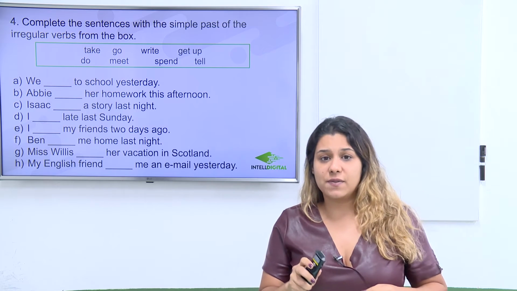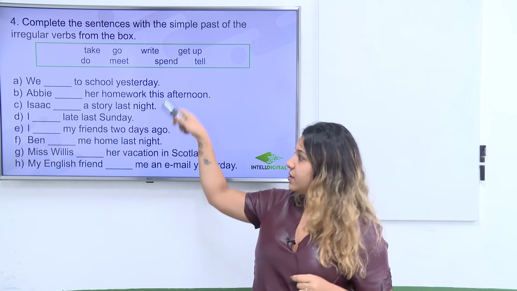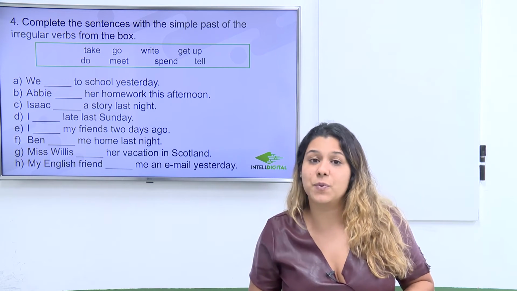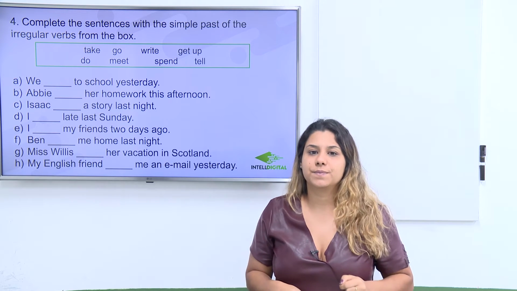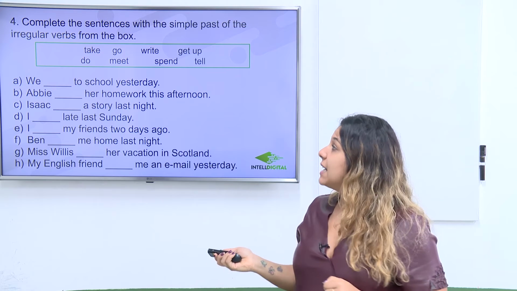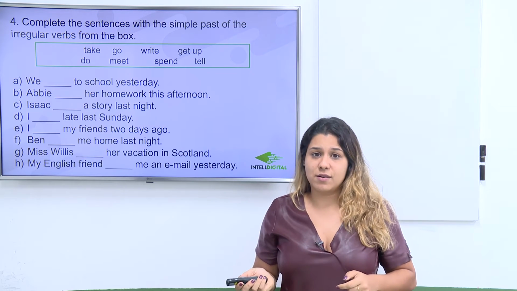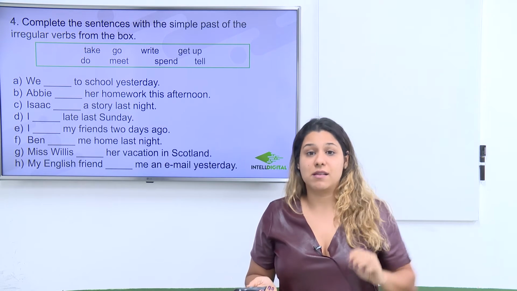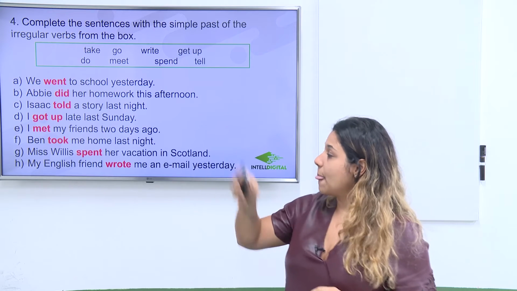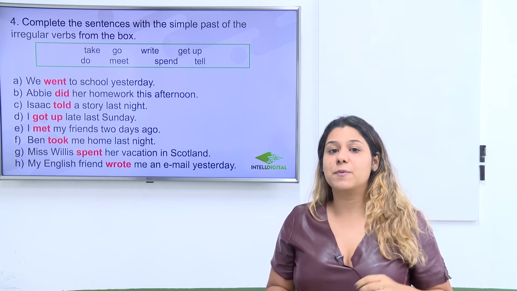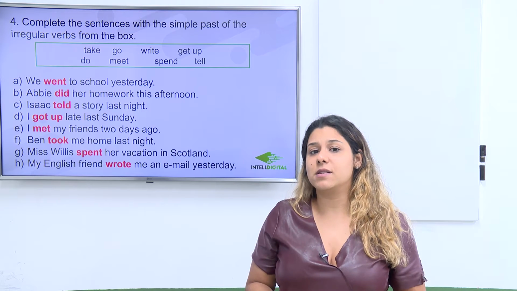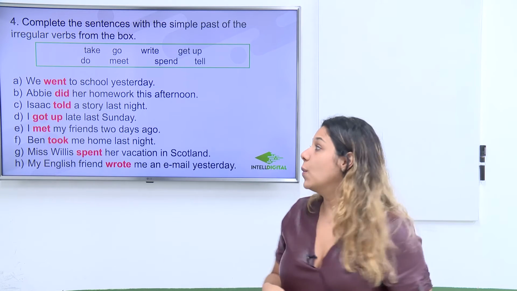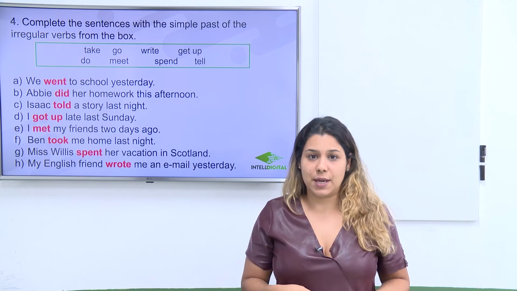So, now you pause this video again, okay? Do the exercise, but remember, you have to put it in the simple past, and then I'll give you the answer. Now you did the exercise, okay? Let's see the answers. So, first of all, it's the verb to go. To go, when it's in the simple past, we use went. So, we went to school yesterday.